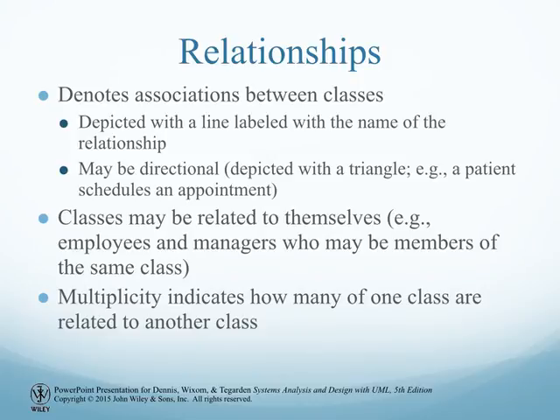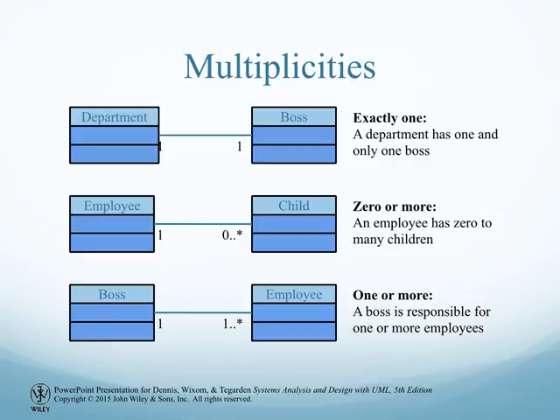So multiplicity, as I had mentioned earlier, indicates how many of one class relate to another class, and there are many different combinations of this. As an example, a one-to-one relationship, exactly one. So one department may have only one boss. So you would have one department, one boss. Maybe you have more than one employee within the department. So that would be a one-to-many, or a boss to an employee would be one-to-many.